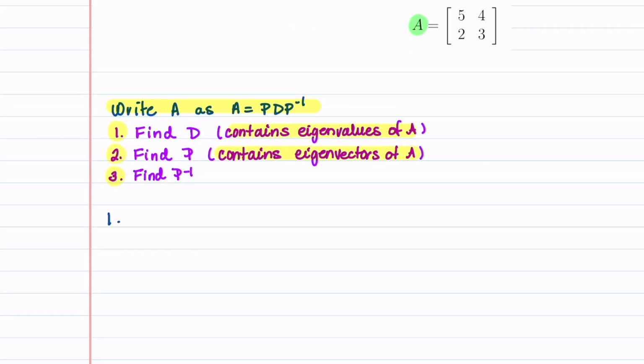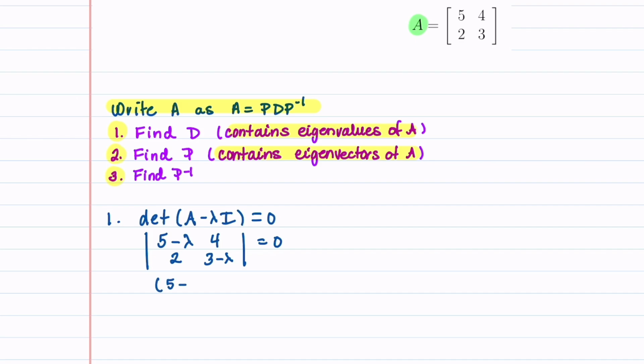Let's start by finding D. What we're going to have to do is find the eigenvalues of our matrix. So we have the formula to find eigenvalues, determinant of A minus lambda I is equal to 0. We're going to take our matrix A and subtract lambda off the main diagonal, and we're going to set that equal to 0.